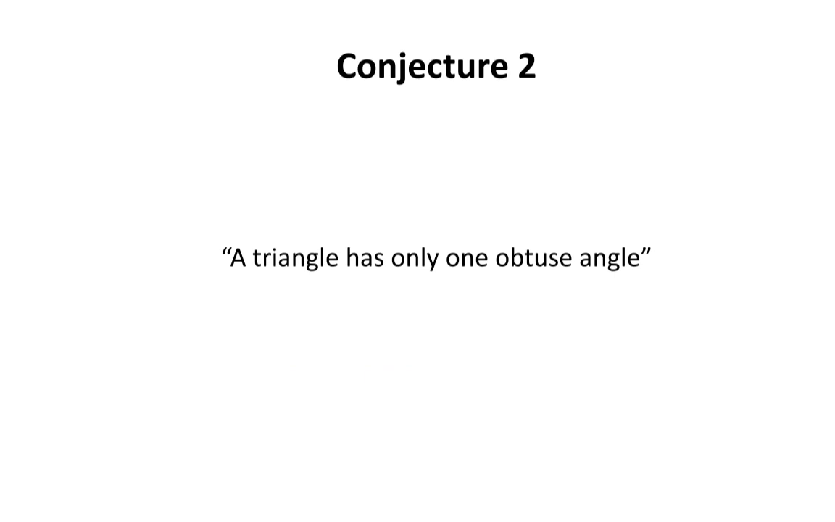Our second conjecture states that a triangle has only one obtuse angle. There are some key words to pay attention to. One obtuse angle. An obtuse angle is an angle that is greater than 90 degrees. If you recall, an acute angle is less than 90 degrees. Take a minute to think about the statement. Could it be true or could it be false?